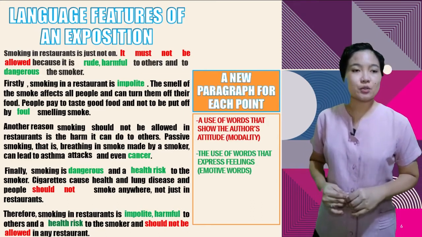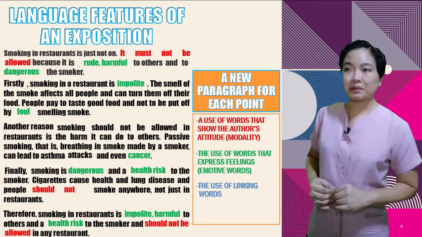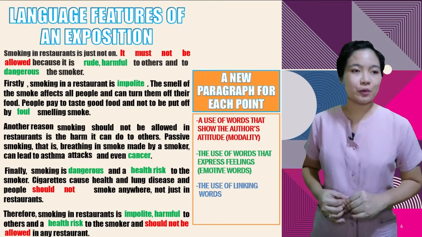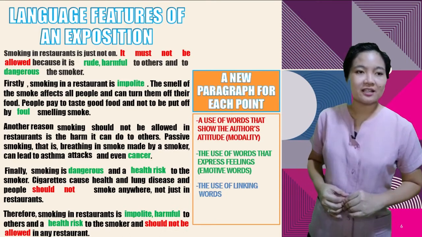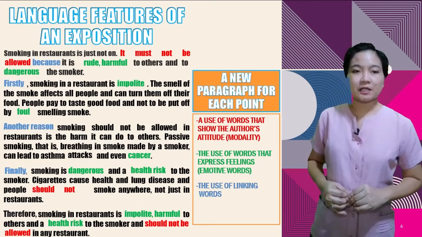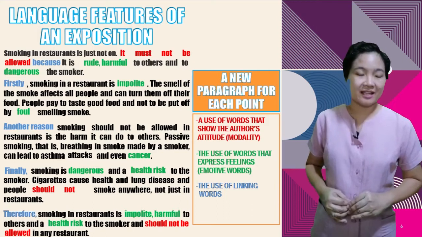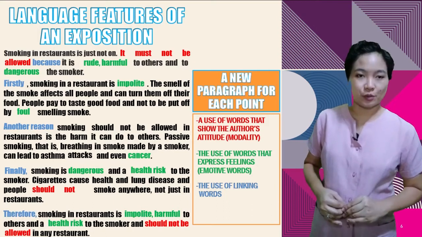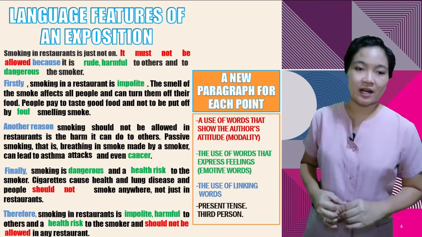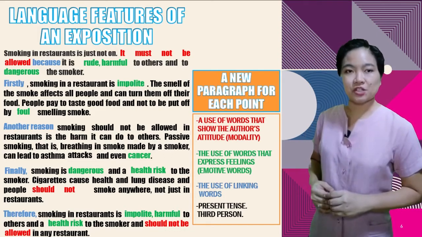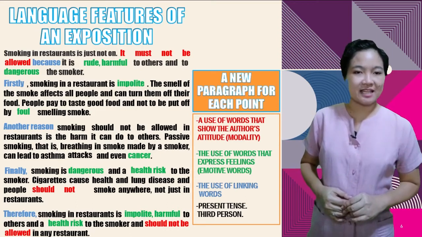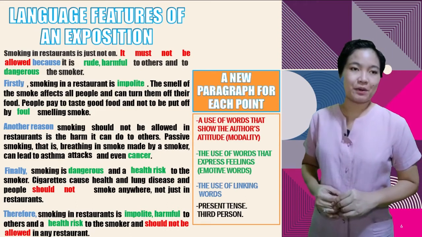Another is the use of linking words. For you to be better understood by your readers, it is important that you use linking words such as firstly, another reason, finally, and therefore. These words are important for you to be able to connect the ideas from one paragraph to another. Another thing that you should remember as language features of an exposition: when you write an exposition text, you have to remember that you are going to use present tense and mostly the third person.